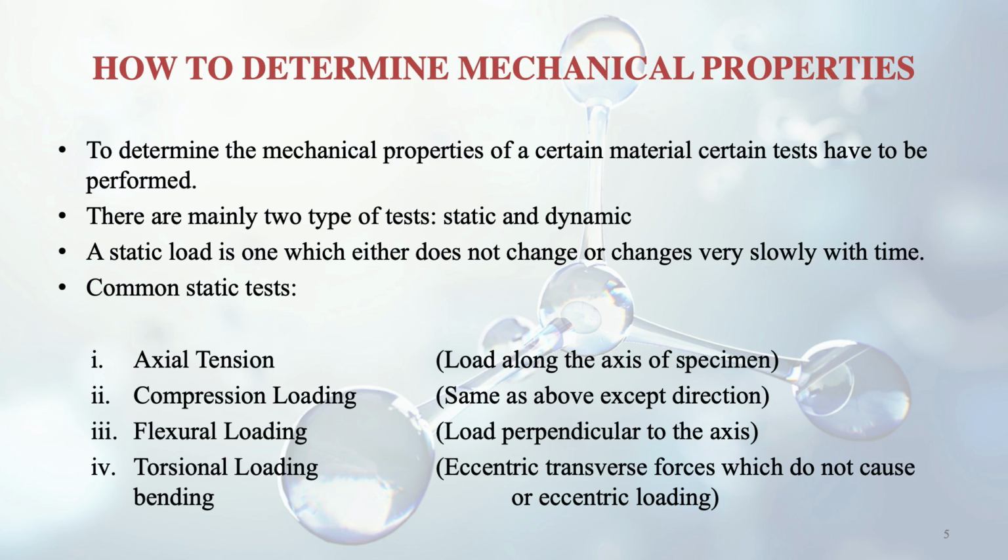In case of compression loading, the same thing is done, and force is applied along the axis but in the opposite direction. The third one is the flexural loading, which is also called the bending effect. The load is applied perpendicular to the axis. And the fourth and final test is torsional loading, where the load is applied not according to the bending, but in an eccentric direction and is transferred to the specimen.